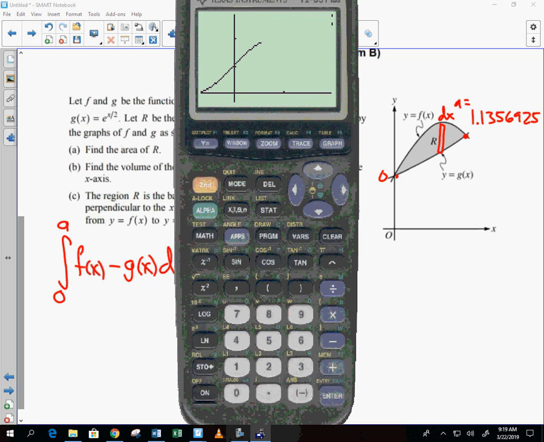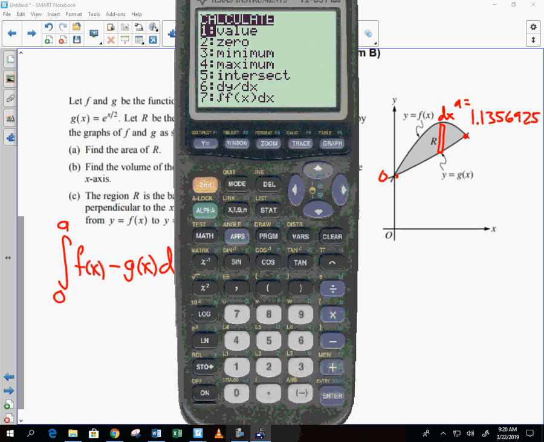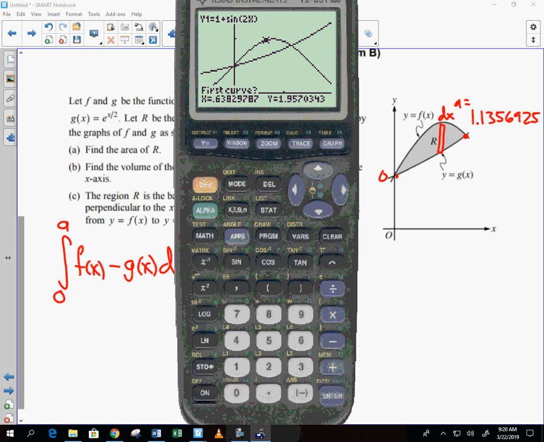I saw Riley come up with the same type of piece, so I knew I was on the right track. That was good news. If you want to check the 0, you sure can. I'm pretty confident in that. Second, calculate, and we do number 5, intersect. I just make sure that I'm closer to that intersection point than the other intersection point. Enter on the first curve, enter on the second, enter overall, and then we come up with 1.13569. Your calculator is extremely powerful.